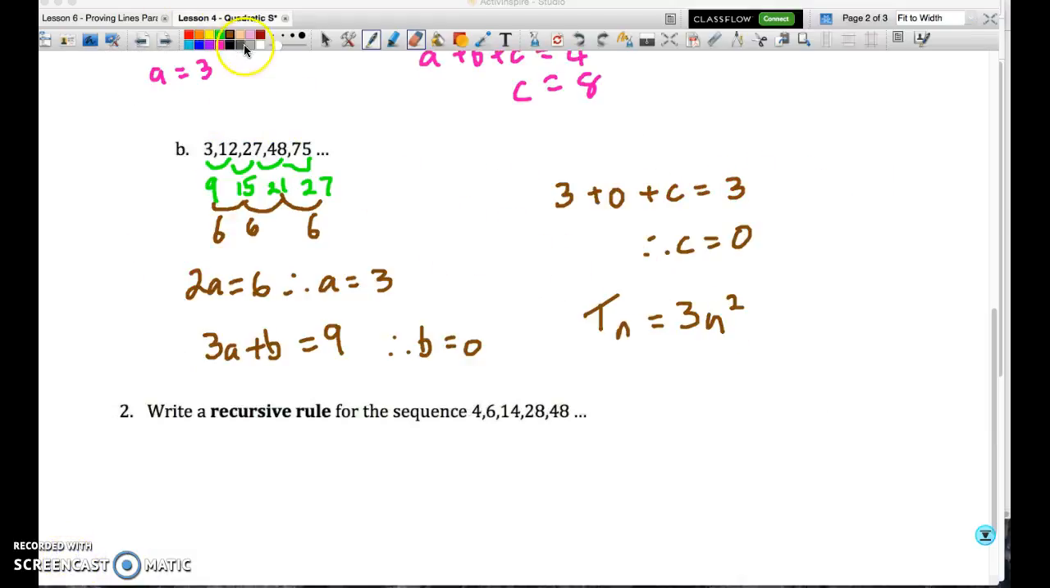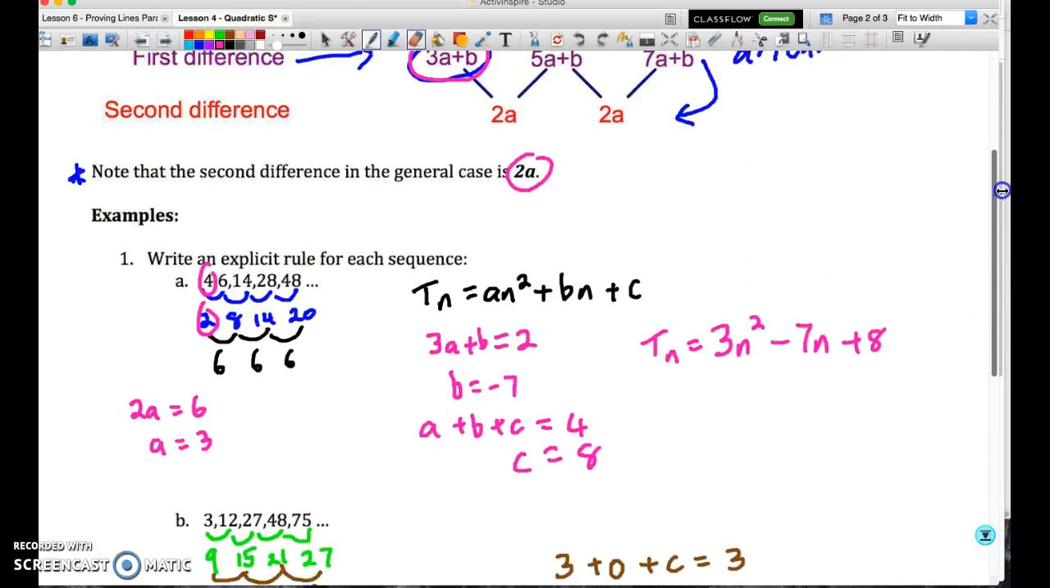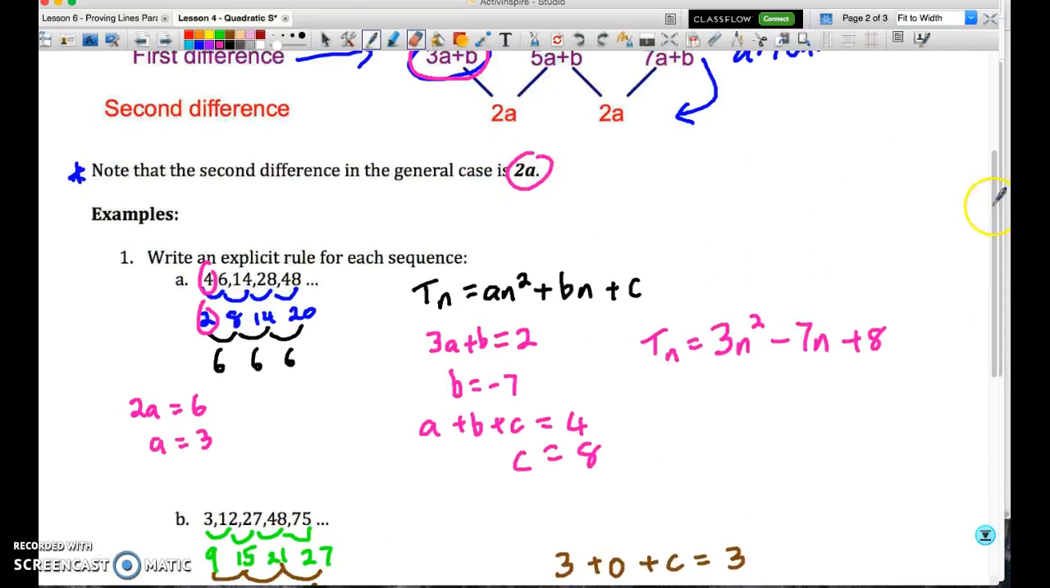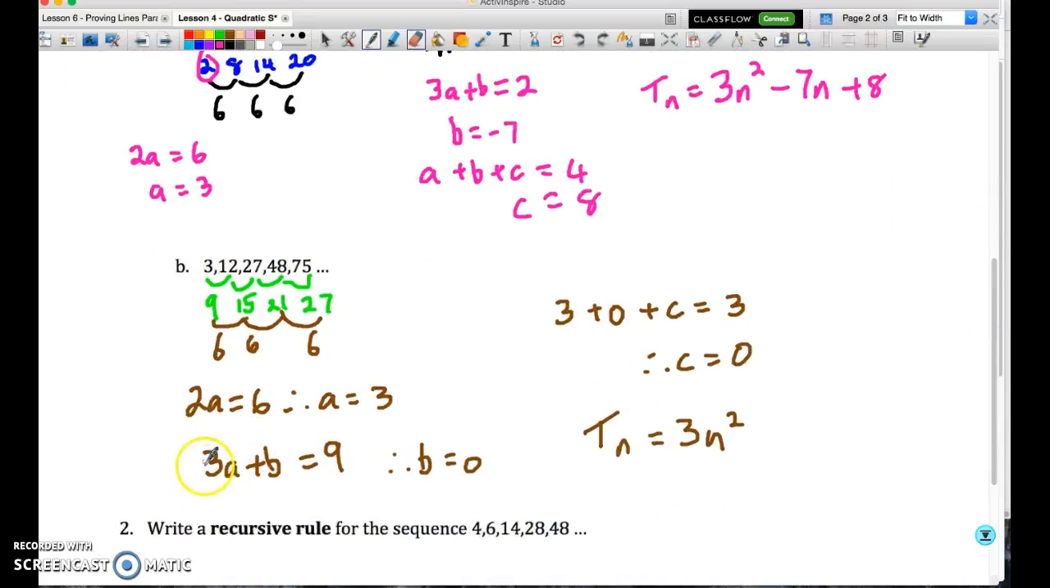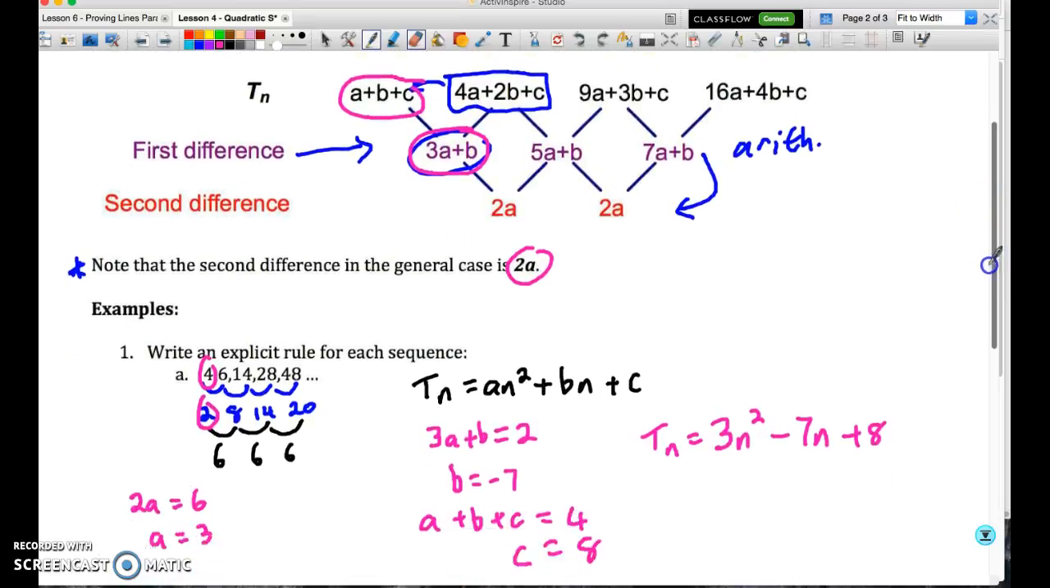Okay, welcome back. So if you took my advice and went ahead and tried this yourself, hopefully you ended up with an explicit formula for the sequence: t of n equals 3n squared. Let me just remind you quickly, we used the generalized result for the second difference being 2a. That allows us to find a. This equation, 3a plus b equals 9. You could see the first term of the first differences was 9, and of course that is equal to 3a plus b from our general term.